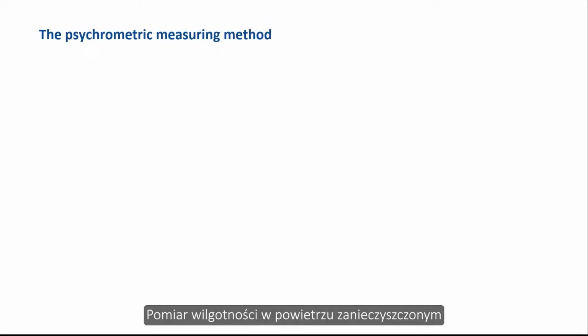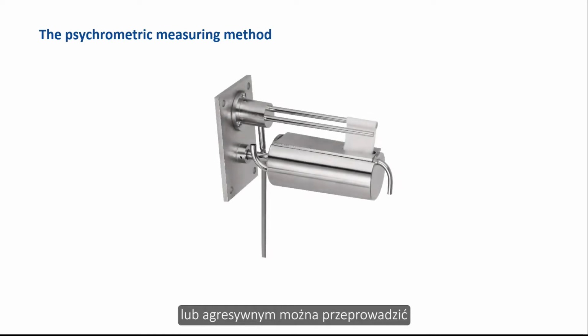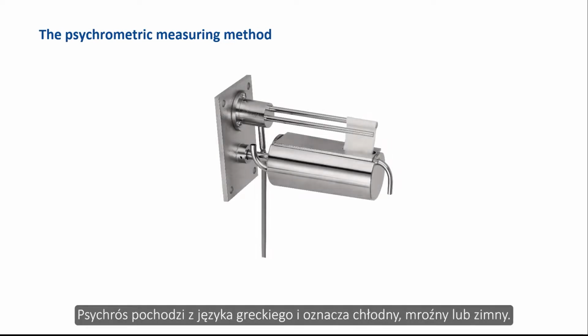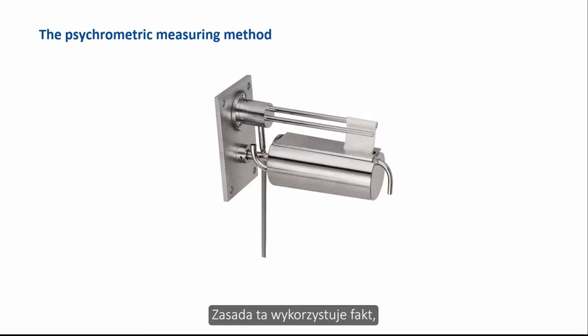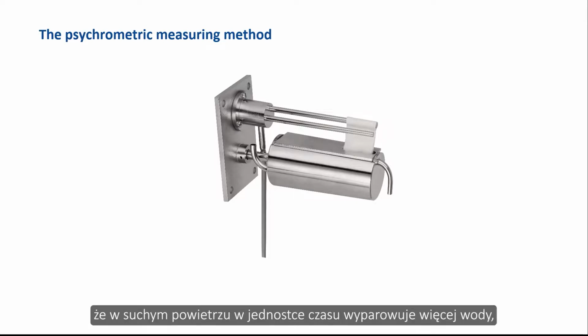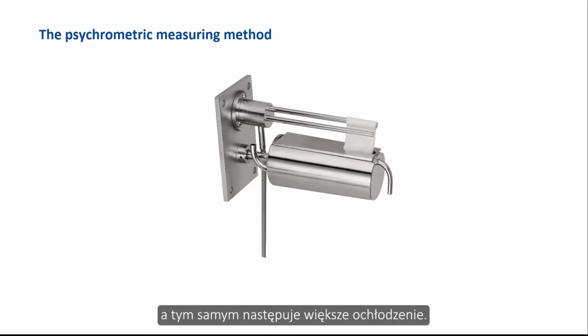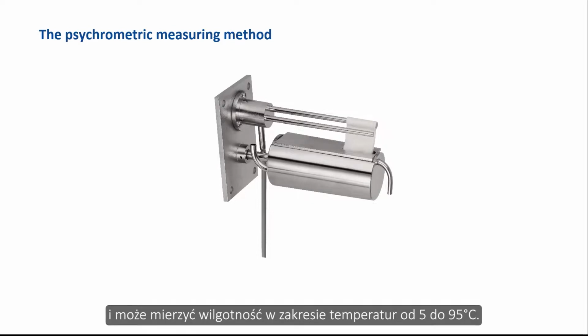The measurement of humidity in polluted or aggressive air can be done with the help of the psychrometric humidity measurement method. Psychros comes from the Greek and means cool, frosty or cold. The principle makes use of the fact that in dry air more water is evaporated per unit of time, and thus there is also greater cooling. The psychrometer has two thermometers and can measure humidity in the temperature range of 5 to 95 centigrades.